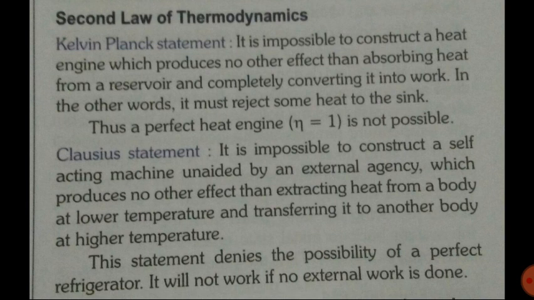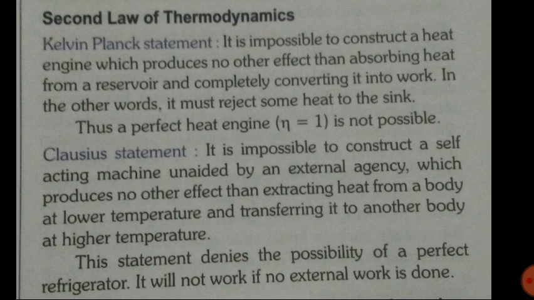Whatever amount of input we give, we will never get the same amount of output. We will always get output less than input, and that is why the numerator will be less than the denominator in eta. Eta equals output upon input. Output is less than input, so the numerator is less than the denominator. That is why the efficiency of an engine is always less than 1. So a perfect heat engine is not possible. It is only an ideal concept.